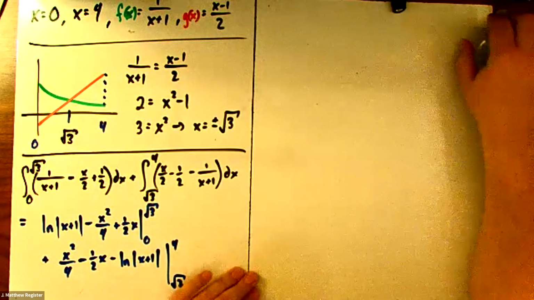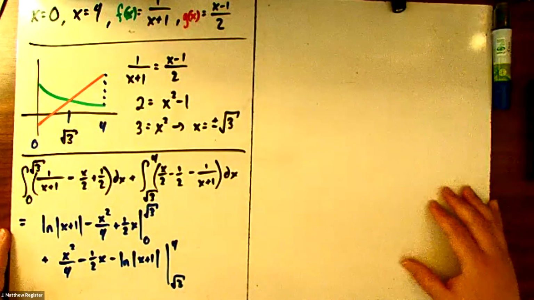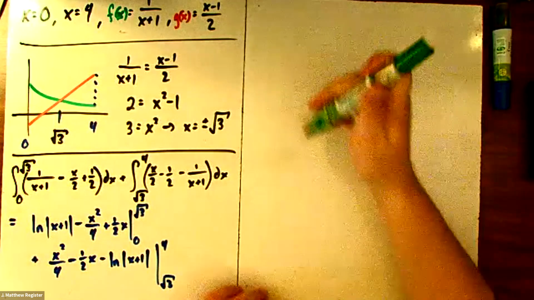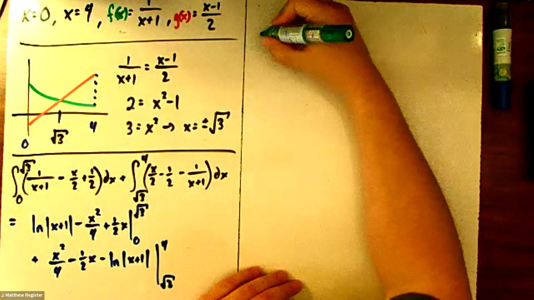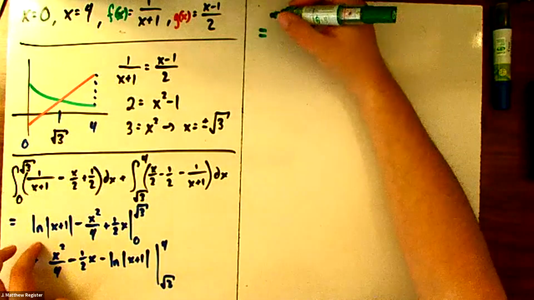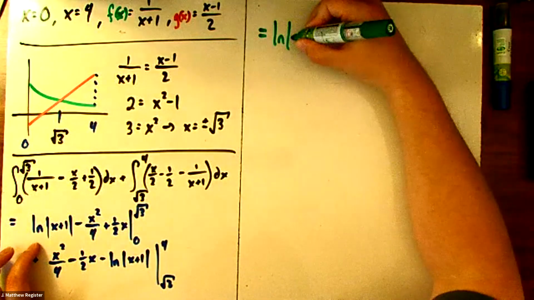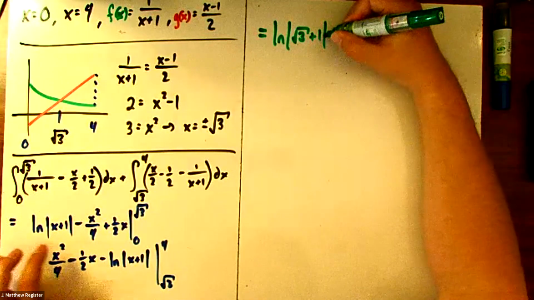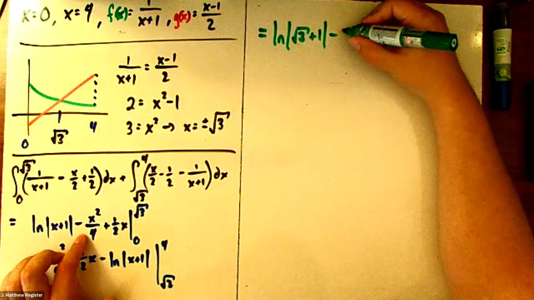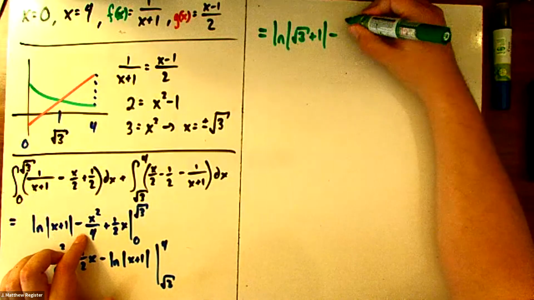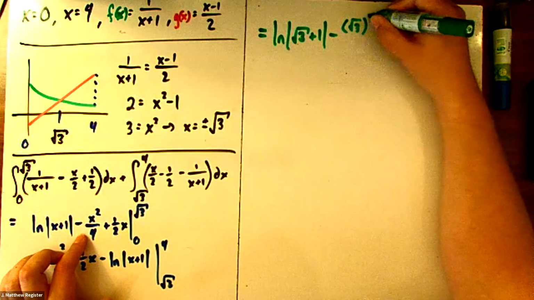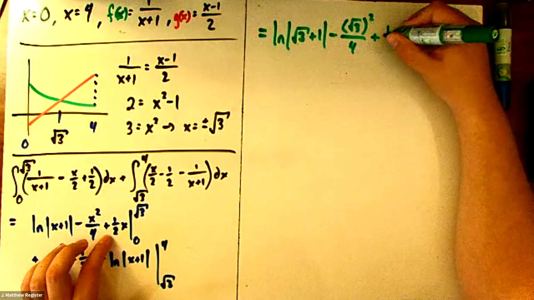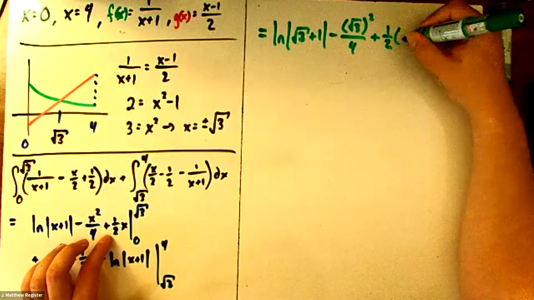Now comes the fun bit. And so we have to take all of those and we have to evaluate them. And this is where we're going to get 12 terms out of this. And so this is going to give us equal the natural log absolute value of square root of 3 plus 1, minus, and then it's going to be square root of 3 squared over 4 plus 1/2 times square root of 3.